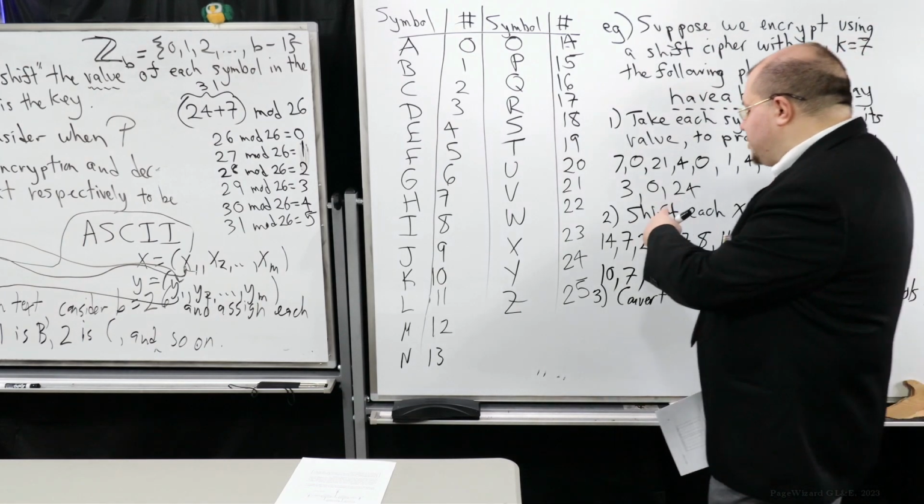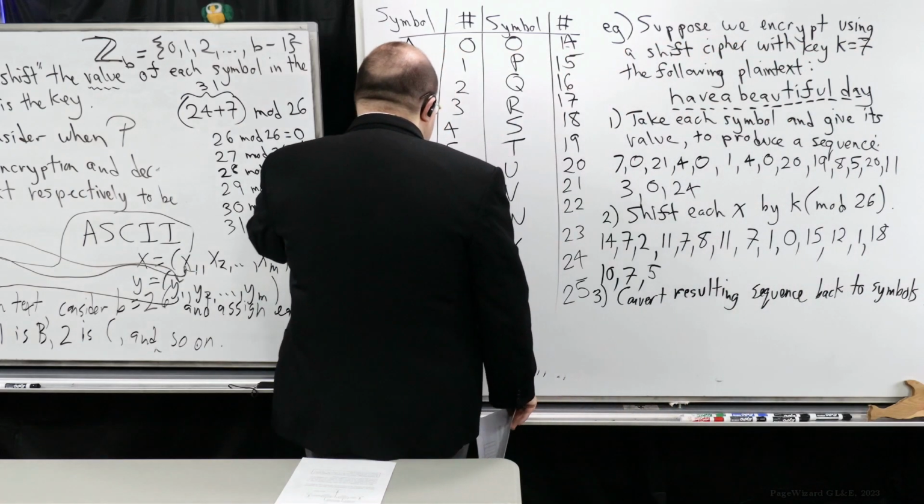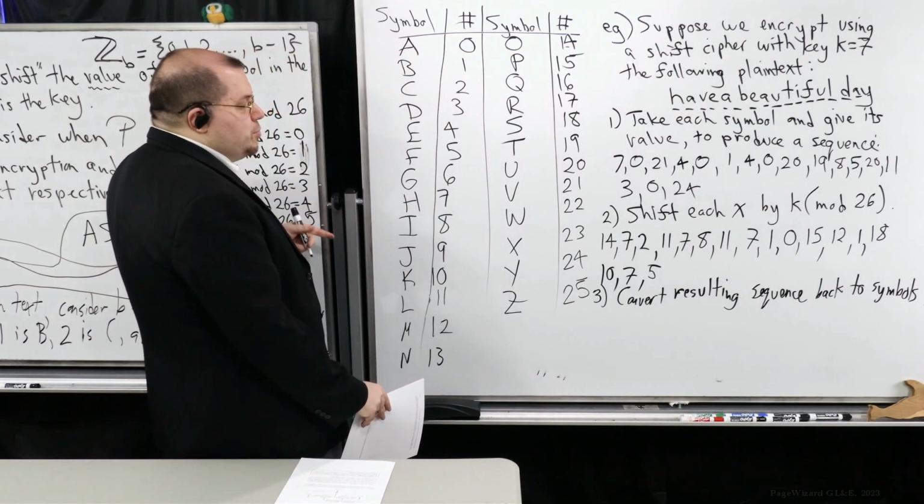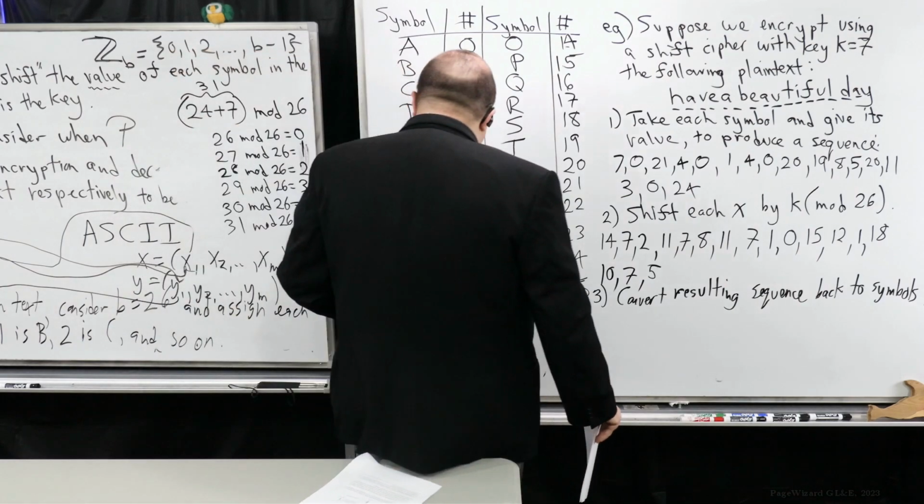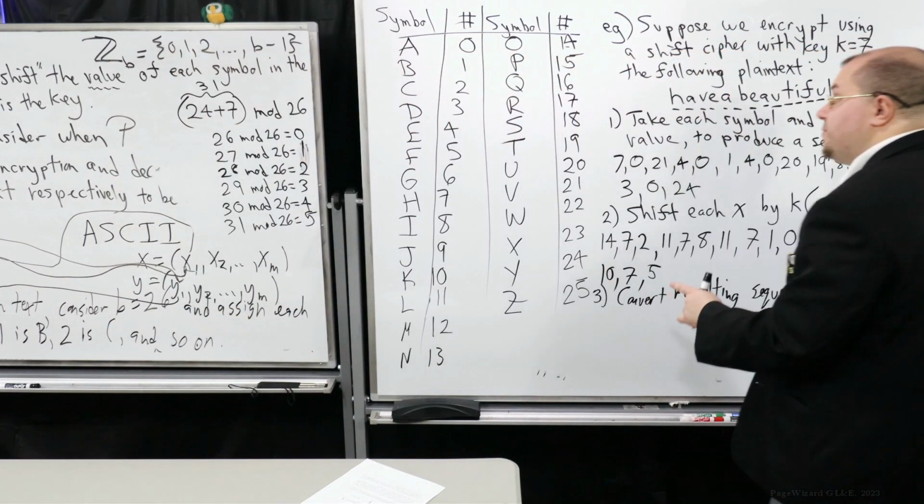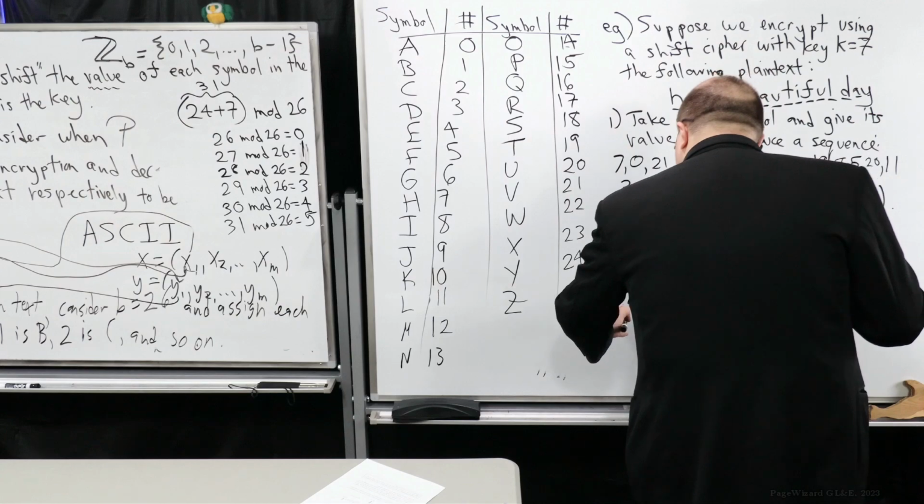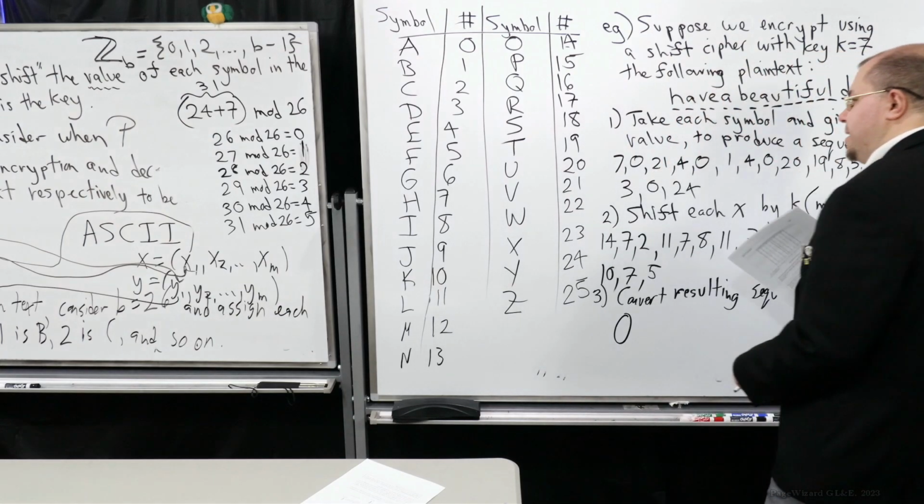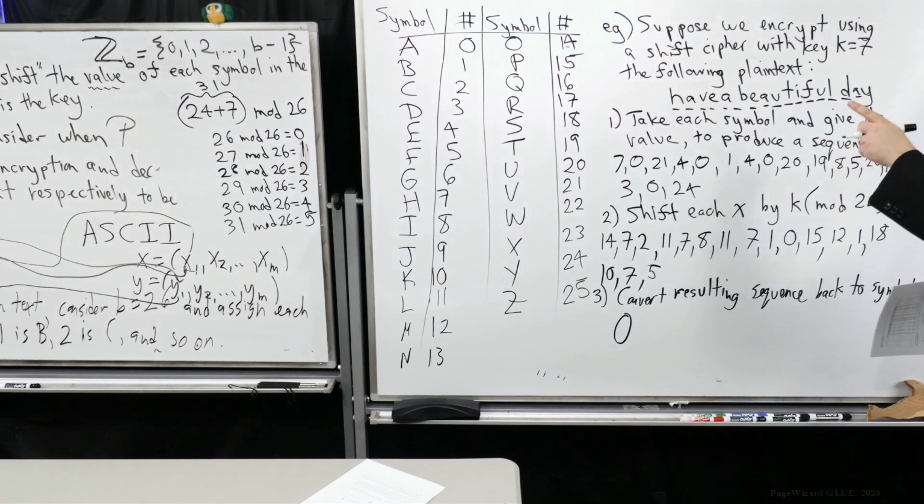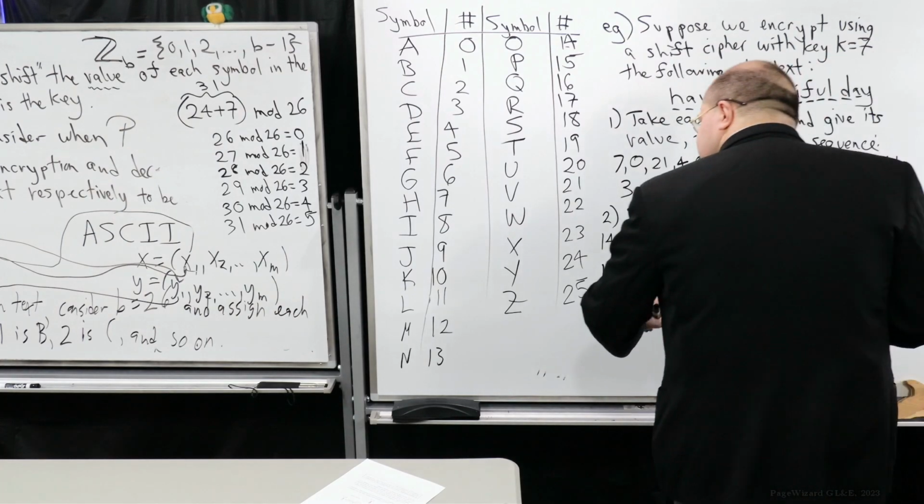So all I do is go through each one of these and read off what the symbol would be for each one of those. So let's take a look. We have 14. 14 is O. I'm going to write it in capital letters as per our discussion in the past. So 7 is H.